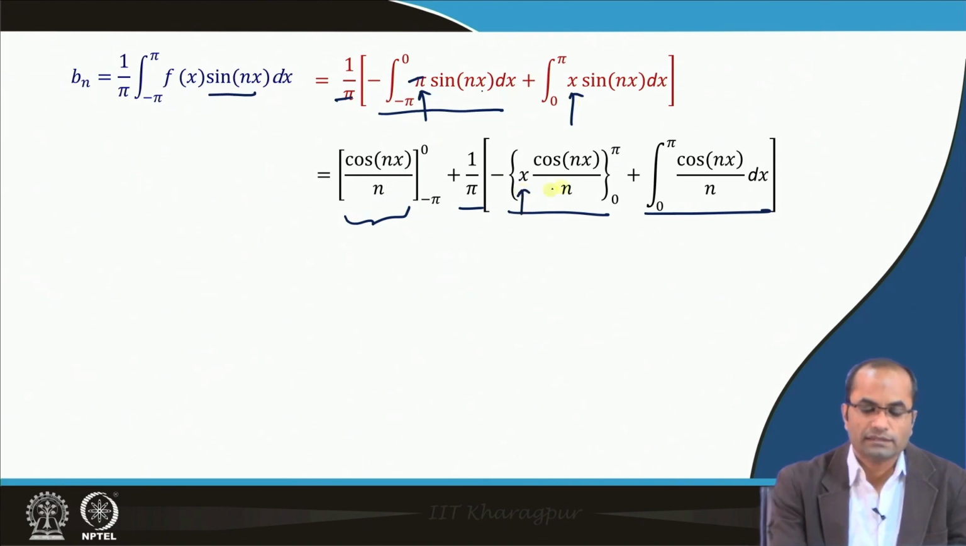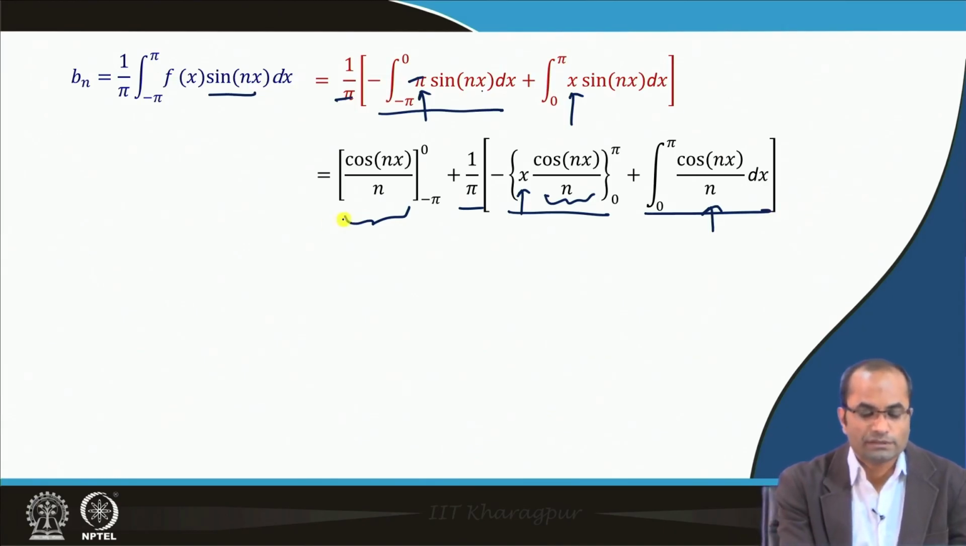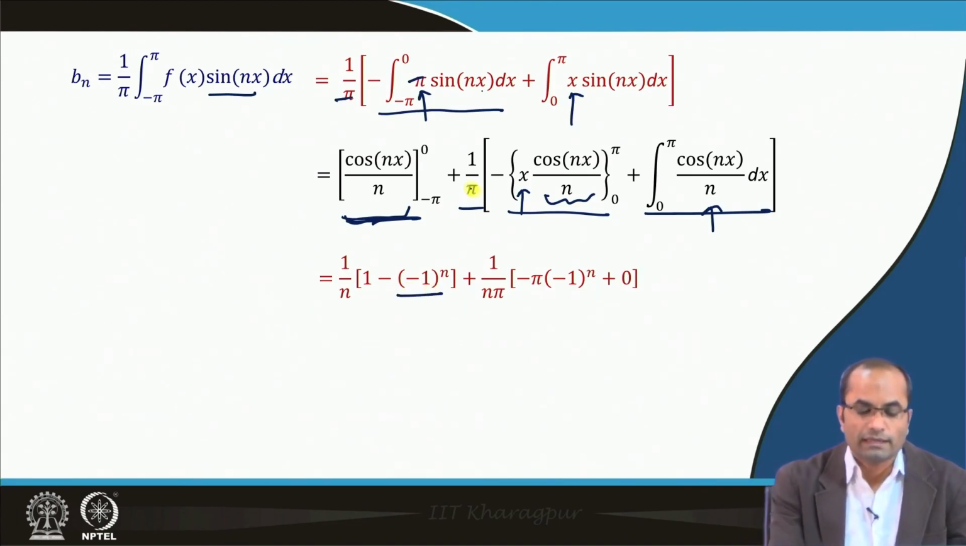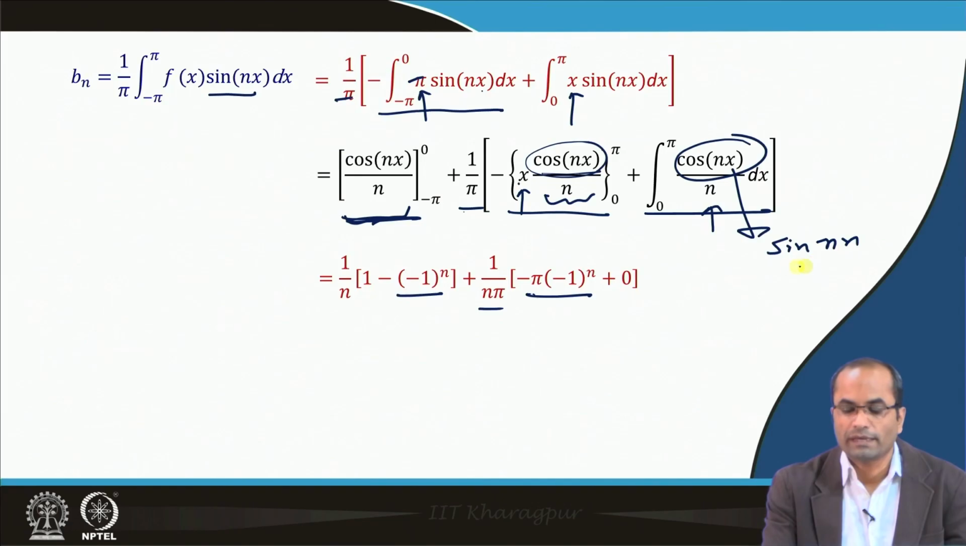So, x as it is, and sin n x became cos n x with the minus sign, and then minus minus plus again the cos n x over n dx. This time this term will not vanish. At 0 we have this 1, and then at minus pi we will also get cos n pi, which is minus 1 power n. In the second case we have 1 over n pi, and here we will get pi, and then cos n x will give minus 1 power n. When we integrate this, it will become sin n x divided by n square.